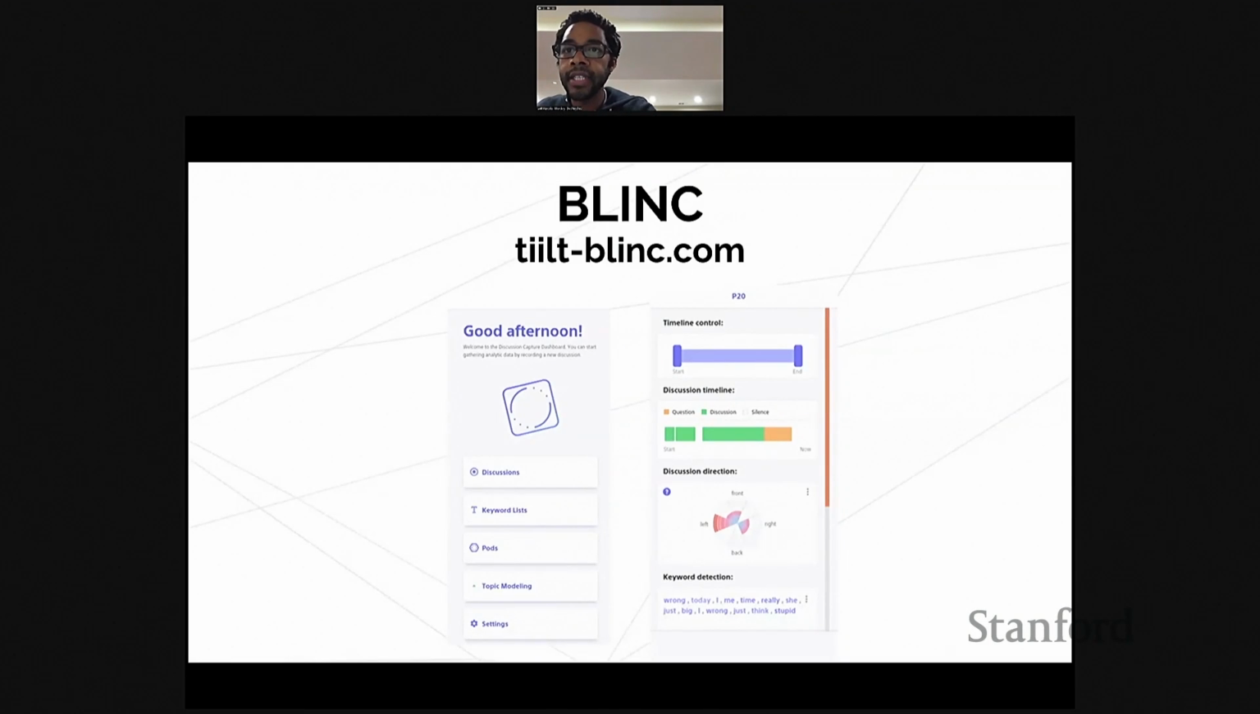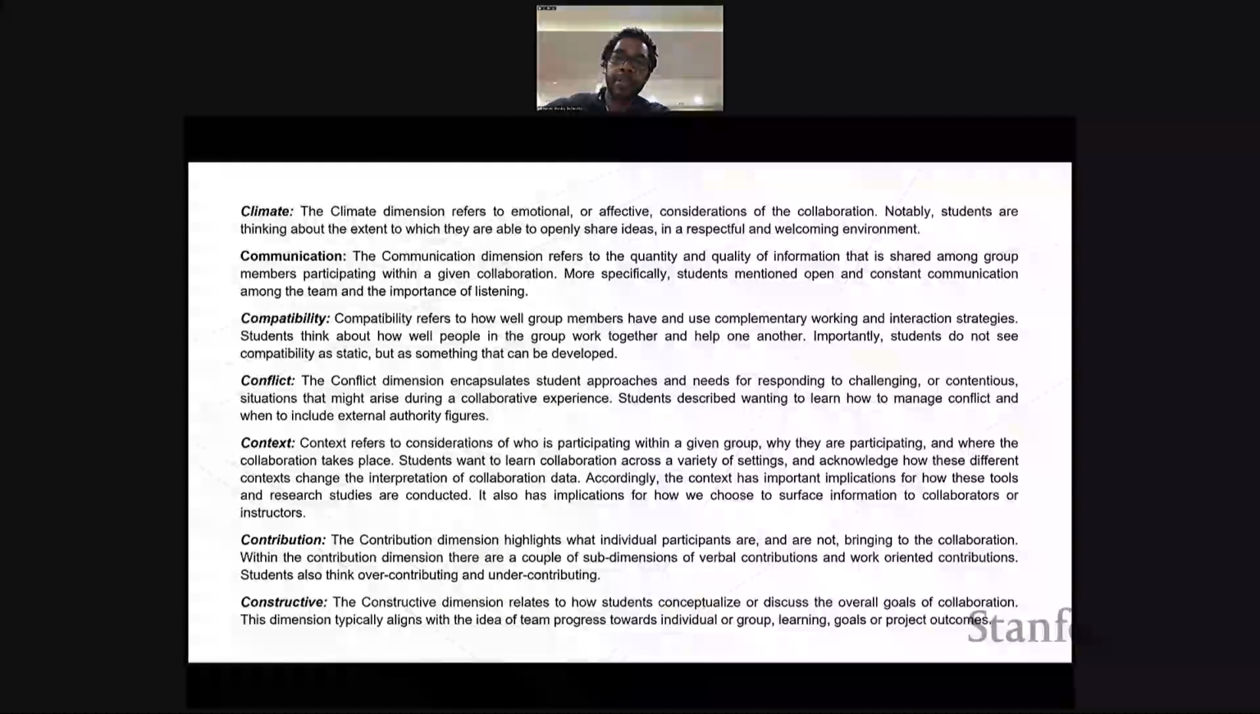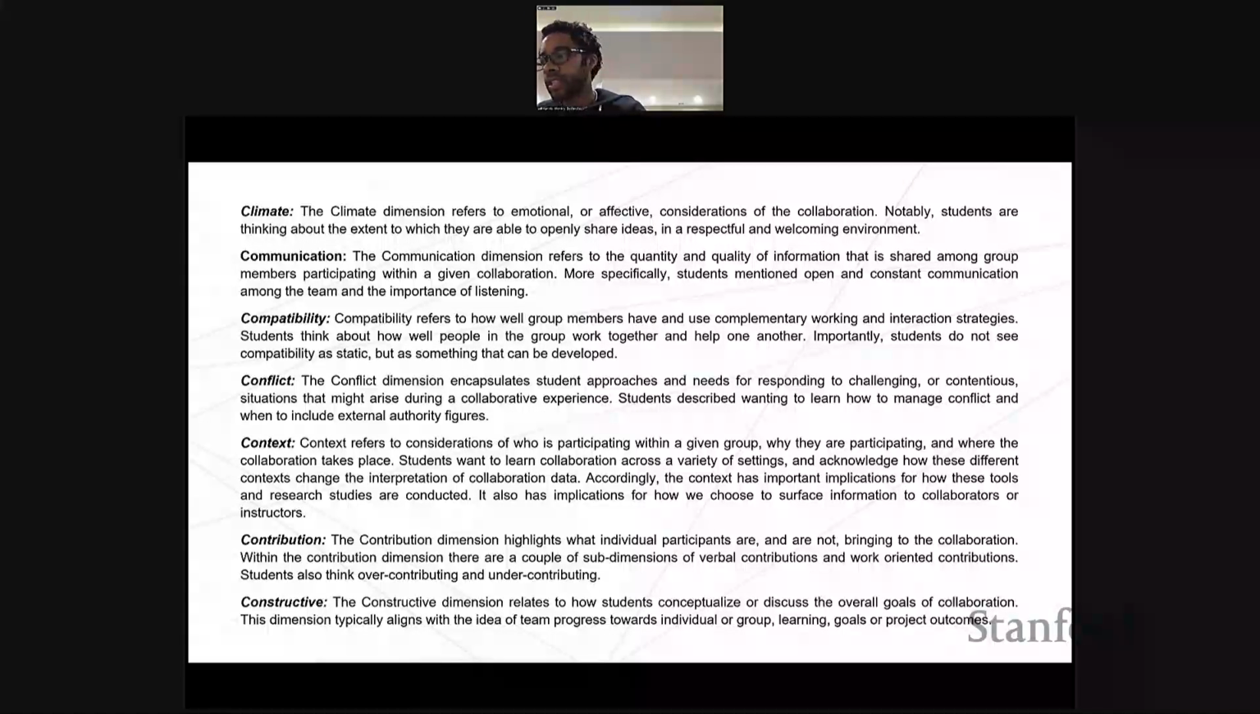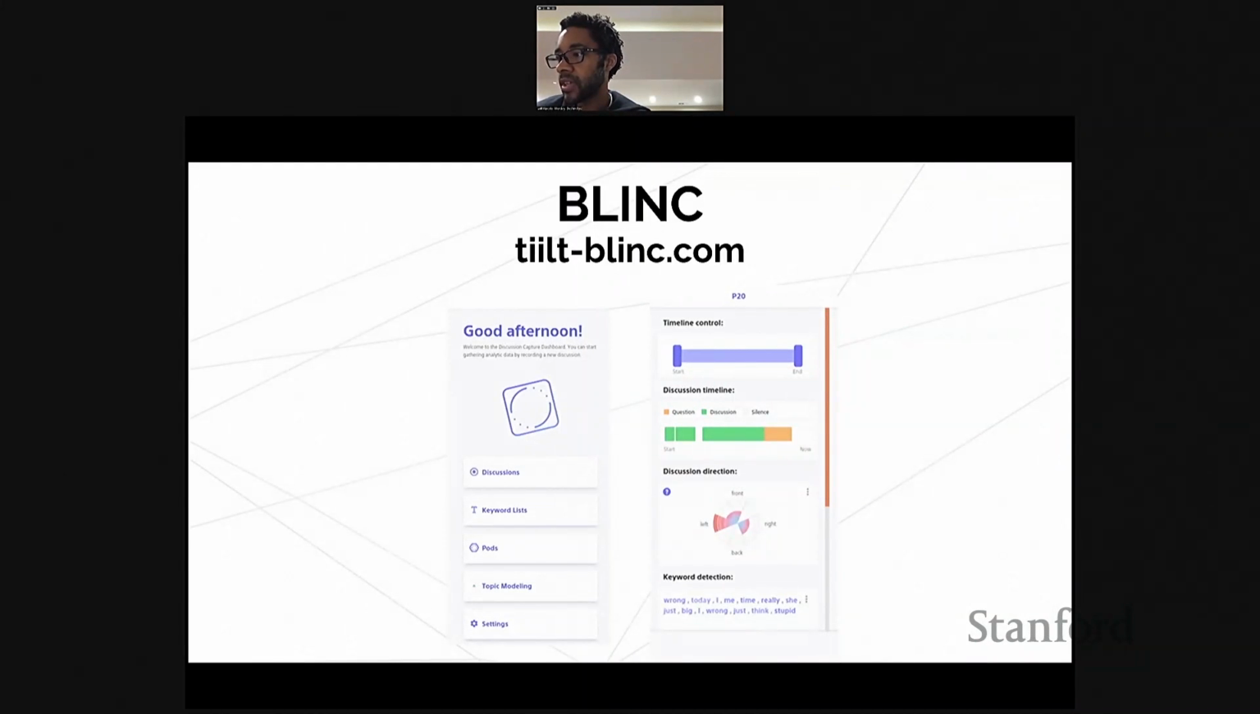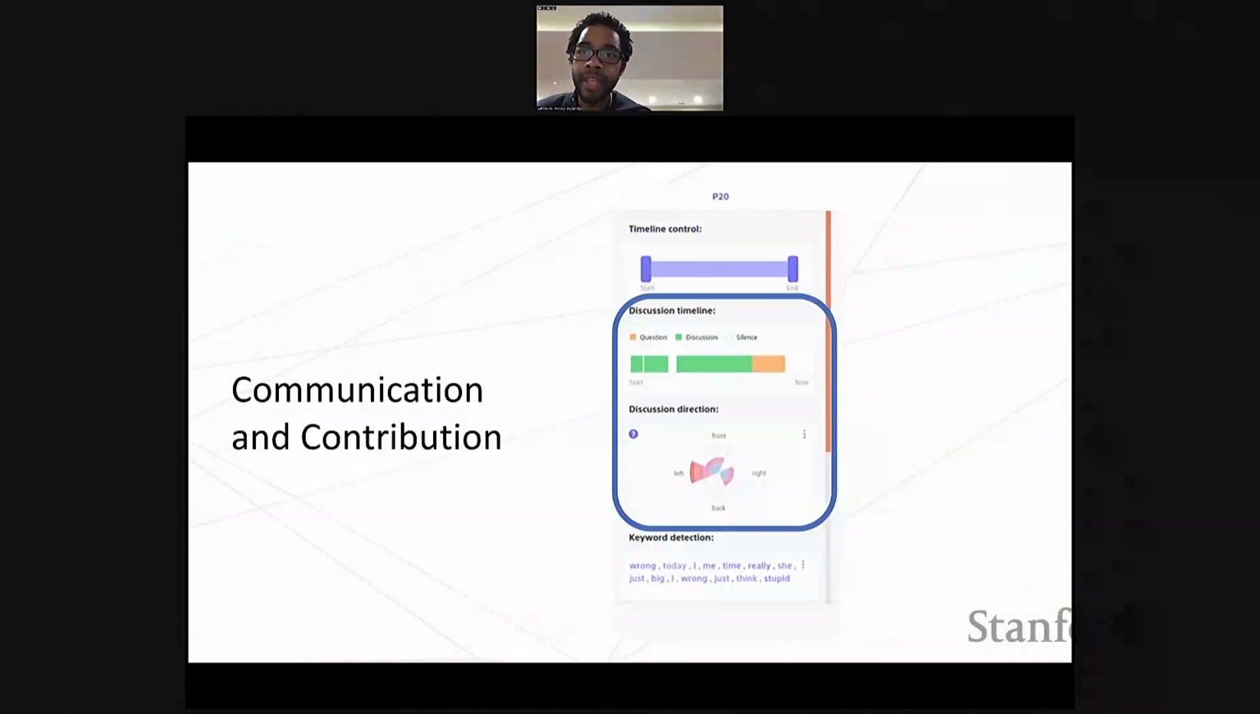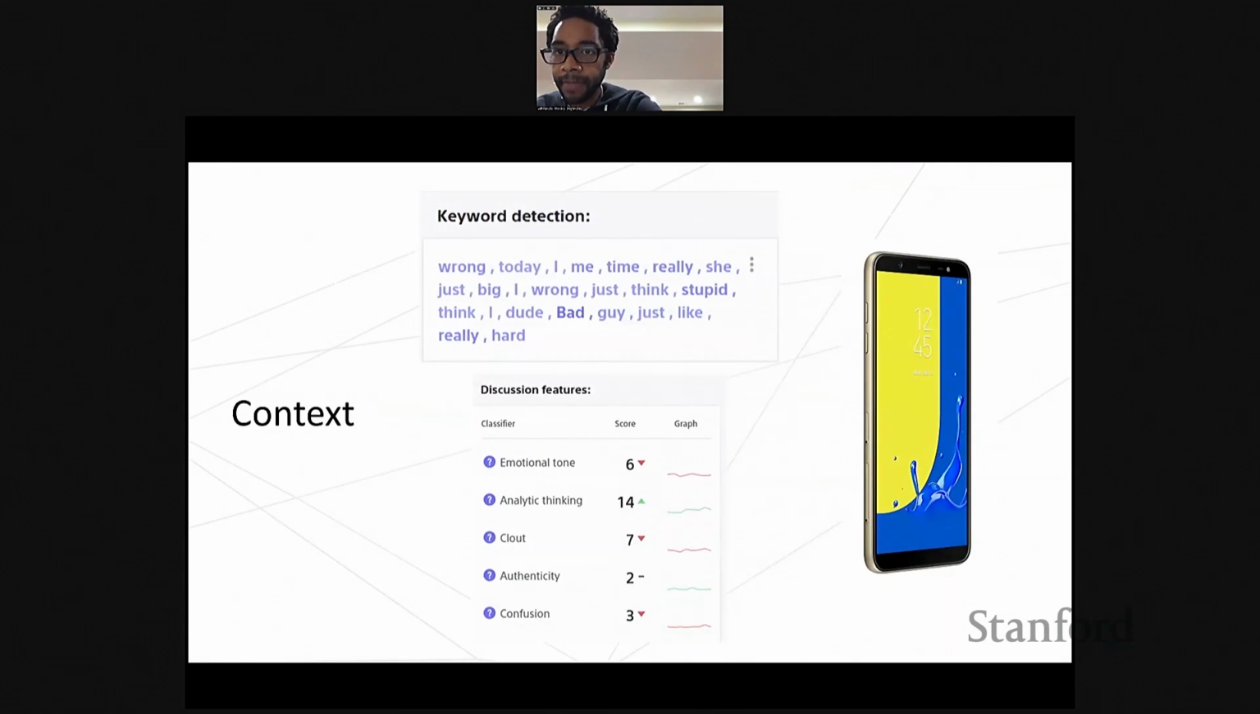Many of these ideas, being able to represent climate, communication, compatibility, conflict, context, contribution, and the constructive category, are embedded within a collaboration analytics tool that we see as providing real-time support for students, as well as supporting research. And again, the goal is that these kinds of tools can support more inclusive and more active classroom experiences. So I won't get into details with all this.